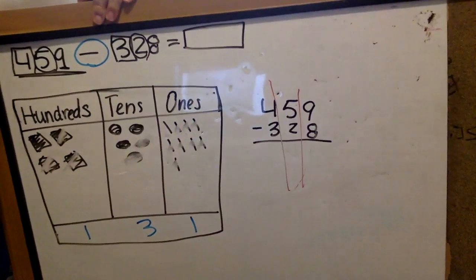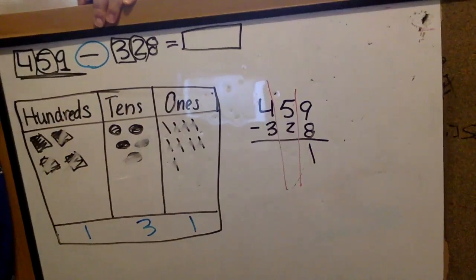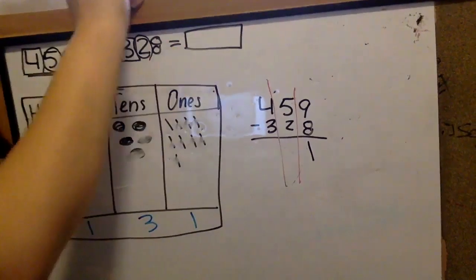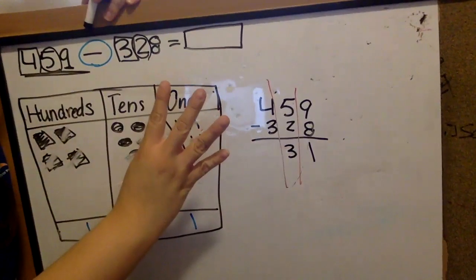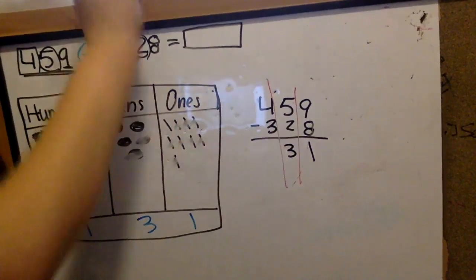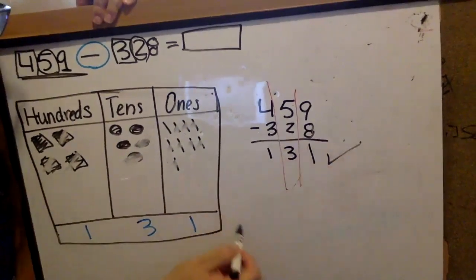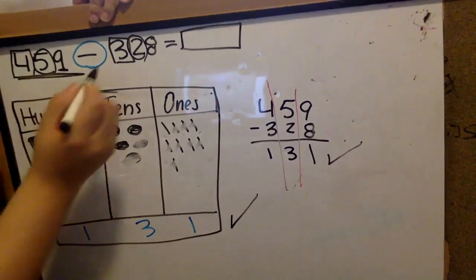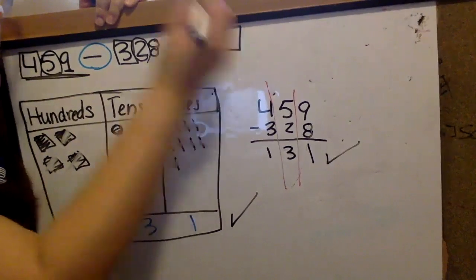So we know that 9 minus 8 is 1. We have 5, take away 2. That gives you 3. We have 4, and we take away 3. That gives us 1. So 131. So I checked my answer and it's correct. So 459 minus 328 gives me 131.